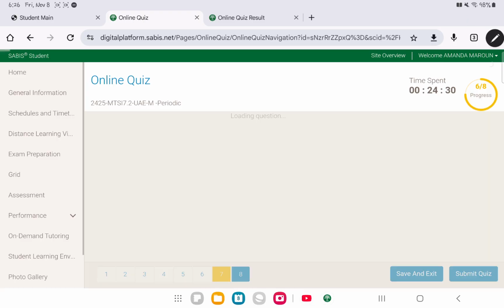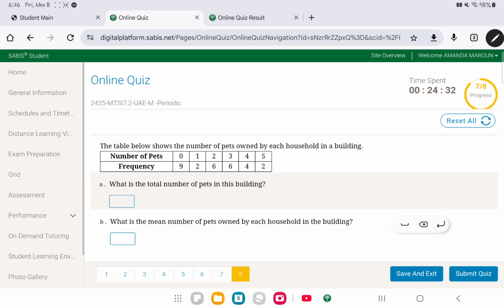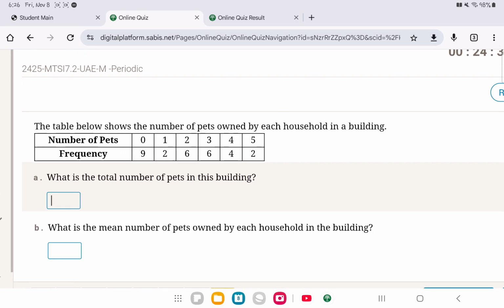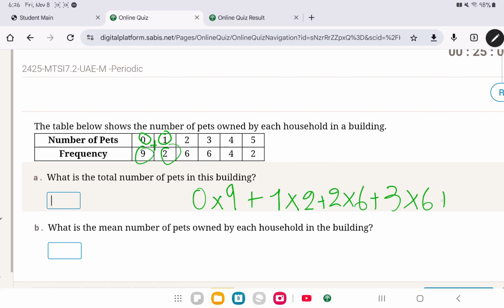All right. Now we proceed to question number 8, which is the final question. The table below shows the number of pets owned by each household in a building. They need us to find the total number of pets in the building. Very simply, to find the total number of pets, you're going to do the number of pets multiplied by its frequency. So 0 times 9 plus, okay, the number multiplied by its frequency, 1 times 2 plus 2 times 6 plus 3 times 6 plus 4 times 4 plus 5 times 2.